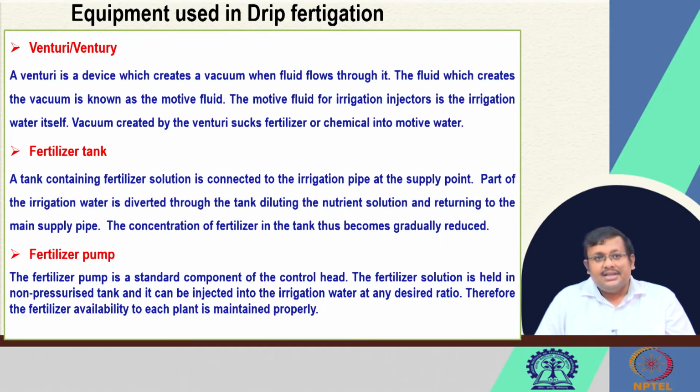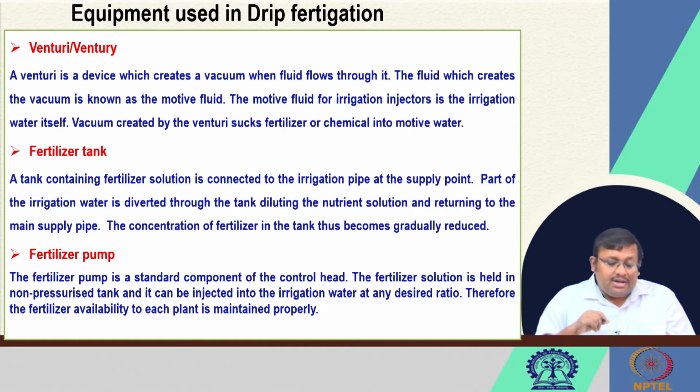So, the first one is Venturi, V-E-N-T-U-R-I or V-E-N-T-U-R-Y, both of them are correct. So, you can use either of them. Venturi is a device which creates a vacuum when fluid flows through it. The fluid which flows through it and creates the vacuum is known as the motive fluid, and the motive fluid is basically the irrigation water itself. So, when the irrigation water creates a vacuum, that sucks the fertilizer or chemical into the motive water, and ultimately that gives fertilizer mixed water to the plant.